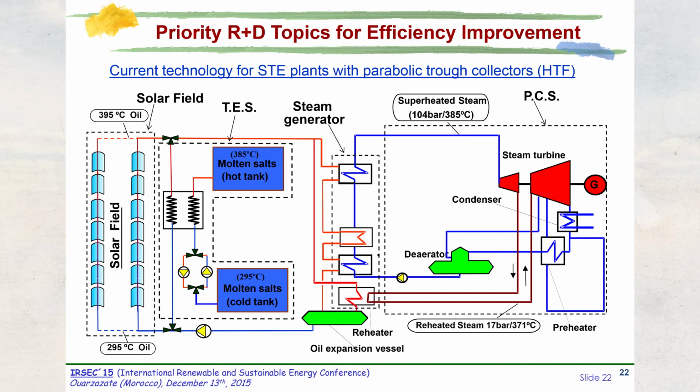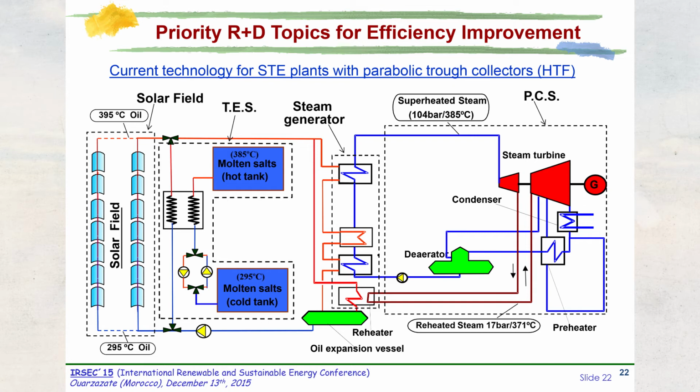And we have this limit imposed by the thermal oil, because the thermal oil currently available cannot work at high temperature. So if we develop new working fluids suitable for higher temperature, then the efficiency of the thermodynamic cycle and the efficiency of the overall plant would be higher. So this is why at present we have different candidates.